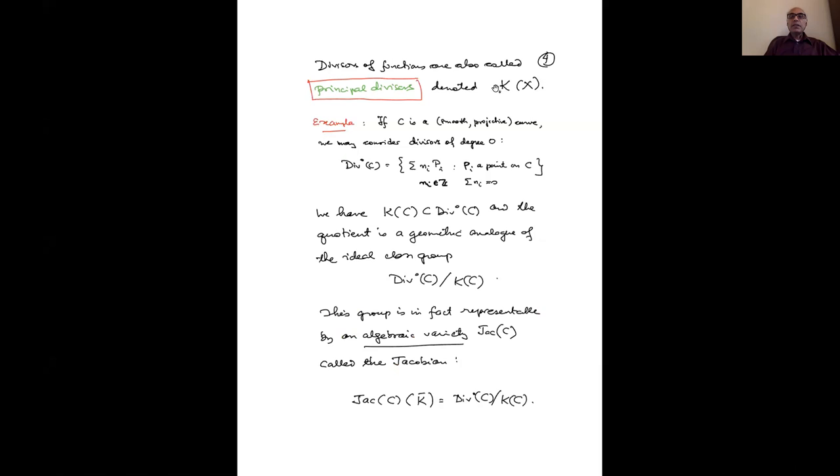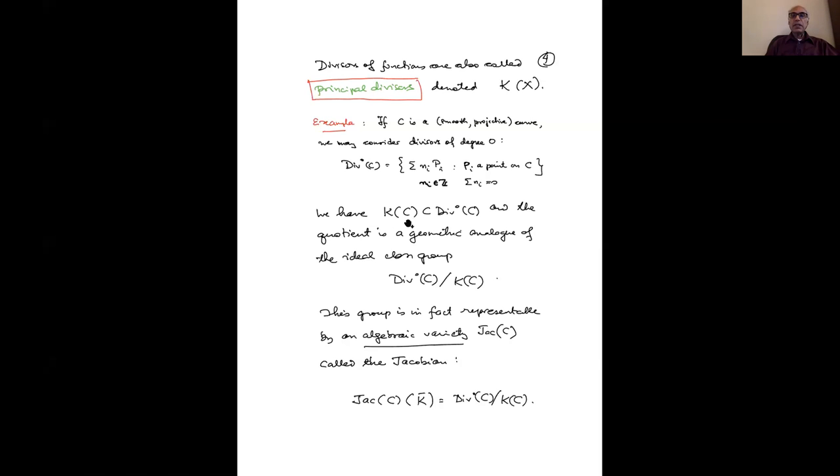So in particular, if I look at a smooth projective curve, I can consider divisors. So this is a curve. Divisor means codimension one, so it's a point. So I can look at linear combinations of points with n_i's some integers. And now I add an additional condition that the sum of the n_i's is zero. So this gives me divisors of degree zero. And inside there, I have the divisors of functions, that is, principal divisors.